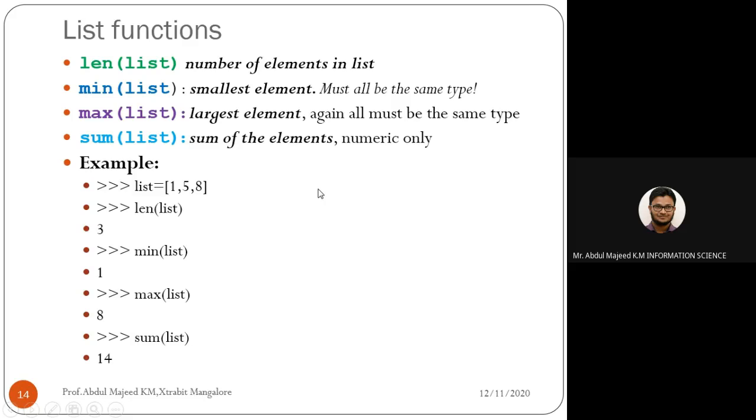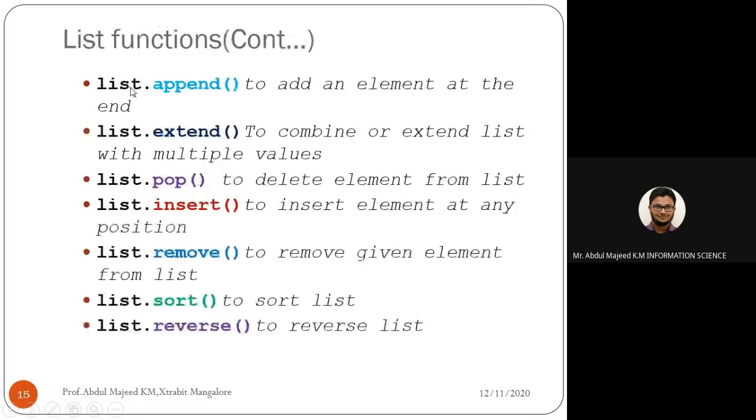Like that. Then the other function, list.append function. The append function is used to add an element at the end of the list. Next one is the extend function. The extend function is used to combine or extend the list with multiple values. By using the extend function, you can combine 2 or more lists, or you can add multiple elements at the same time at the end of the list.